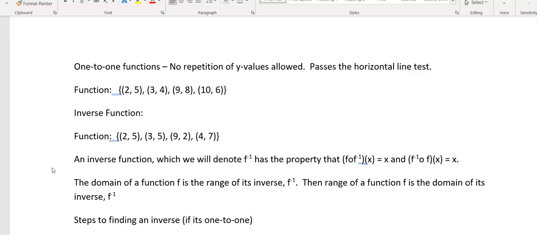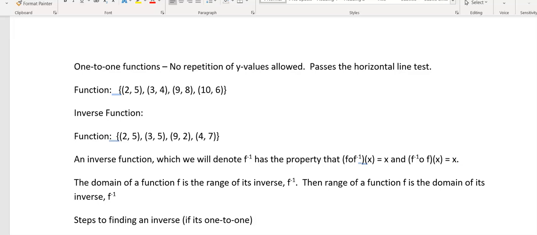y values. And you might recall for functions, we got the vertical line test. If we drew a vertical line and we touched a graph more than one time, we did not have the graph of a function. These, however, are functions, but they are special functions. They are one-to-one. No repetition of y values are allowed. And instead, now we have something called a horizontal line test.